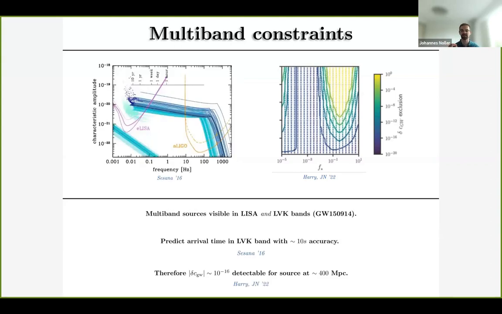And so here's the key idea: systems like GW150914, which you see for a year or years in the LISA band already, you can predict when they are meant to enter the LVK band later with an accuracy of around 10 seconds or so. And so the key idea here, of course, is if the speed of gravitational waves changes at frequencies in between these two bands, that will change the arrival time in the LVK band. And again, you can reverse engineer this to place constraints down to a level of around 10 to the minus 16 to fill in this intermediate band here.